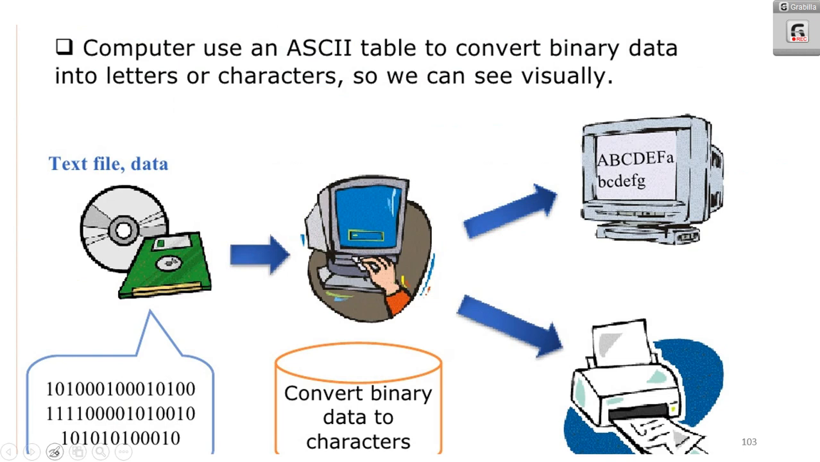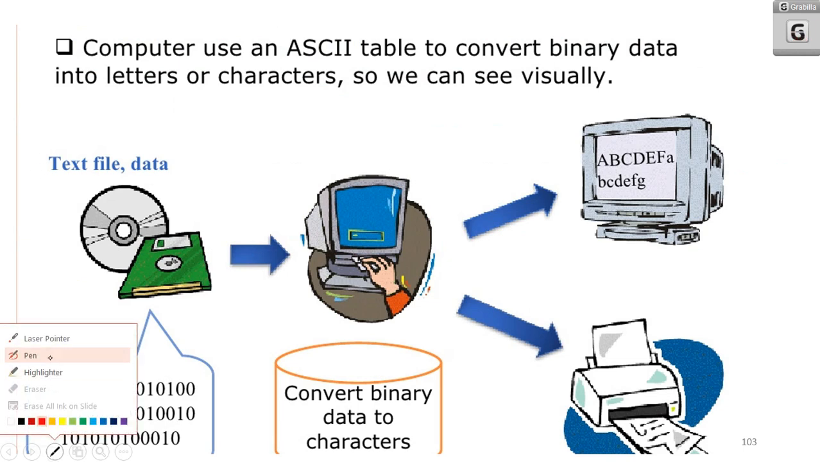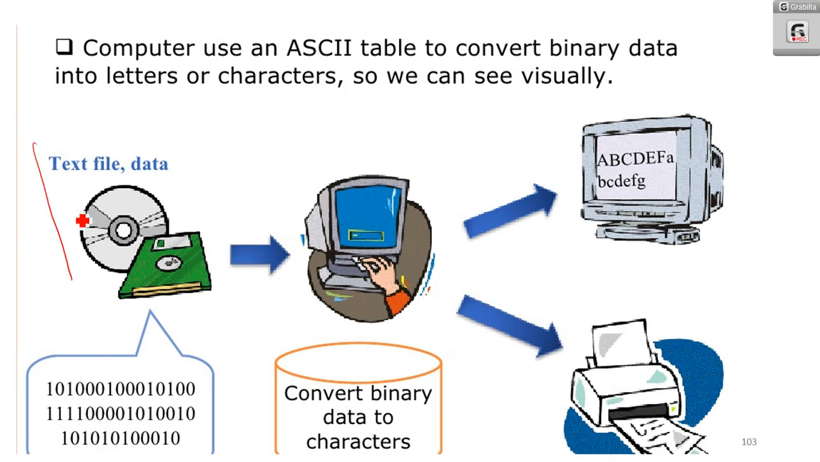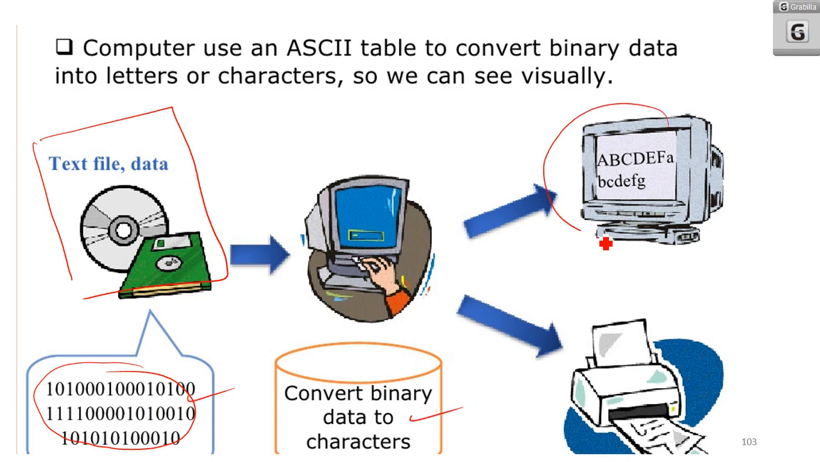Now, how does ASCII code work? If you have a disk or a pen drive, the data is stored as text files. Those text files will be in binary format. If you need to call this text file or data, you need to convert it. You cannot read this binary data as a human being. So convert binary data into characters or numbers. Then you can display it on a computer, print it on a printer, or display it on a mobile phone. That is how it works.